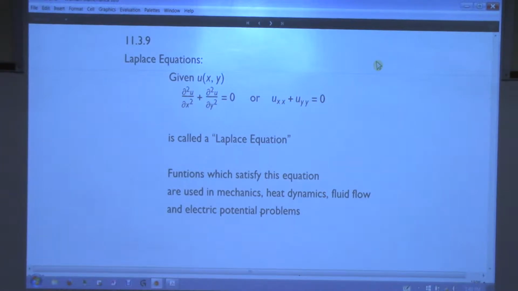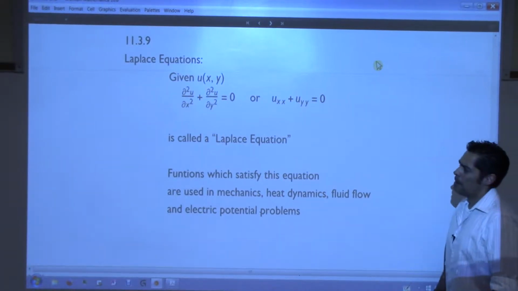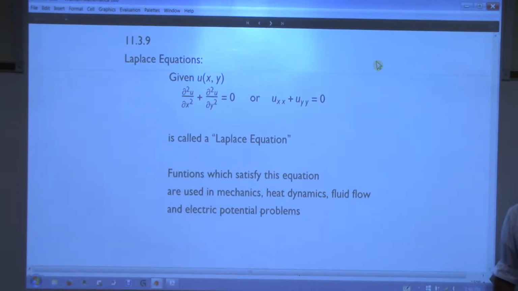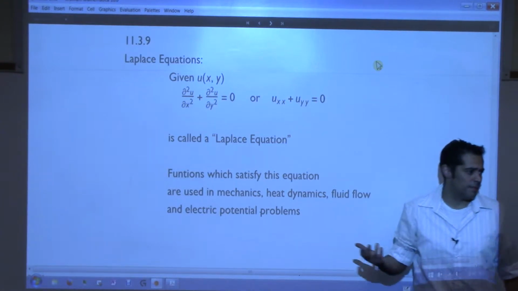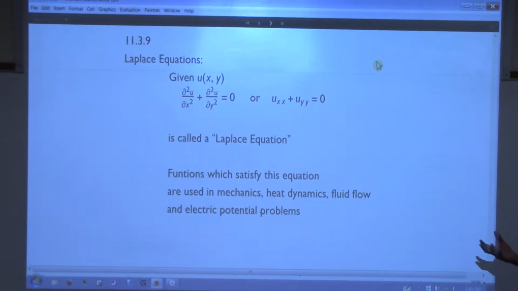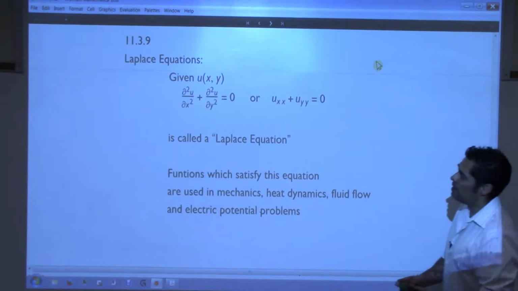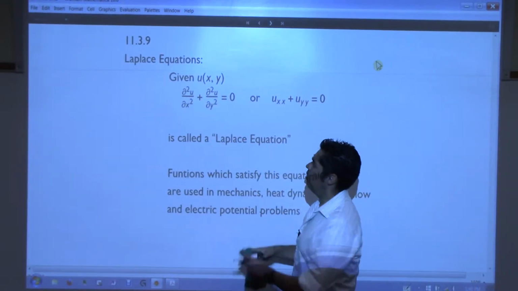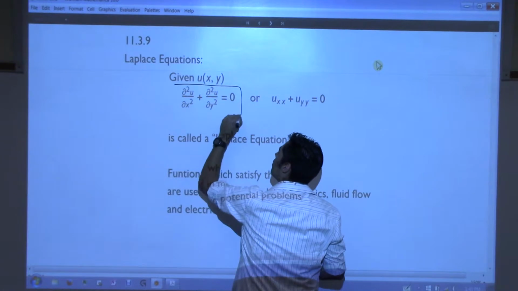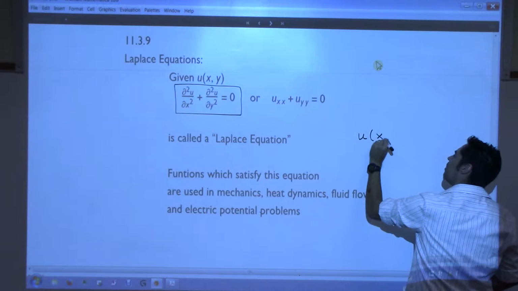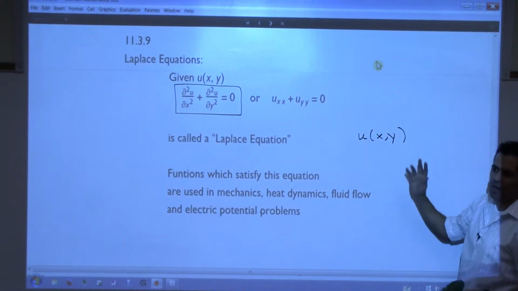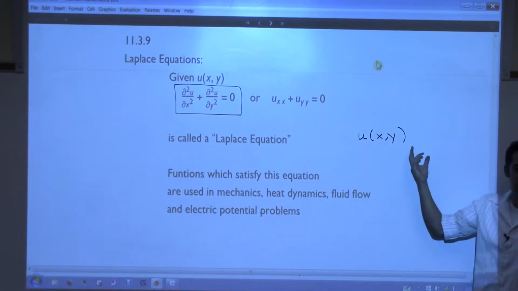So if you have, first of all, what is a differential equation? A differential equation is any equation that involves the derivatives of functions. So you have some function, you have an equation that has derivatives in it, that's a differential equation. Now there's a whole lot of different categories of differential equations. This right here is what we call a Laplace equation. And it's starting out by assuming that you have some function of two variables. So we've been using f of x y, but there's nothing stopping us from calling it u of x y.